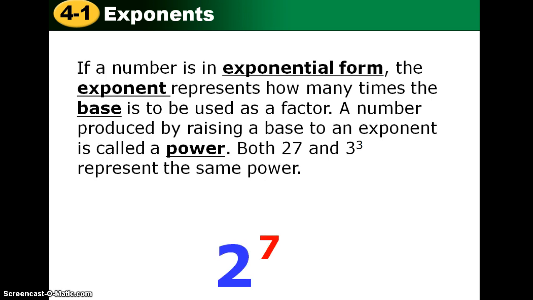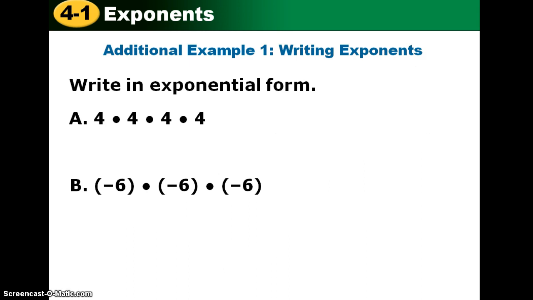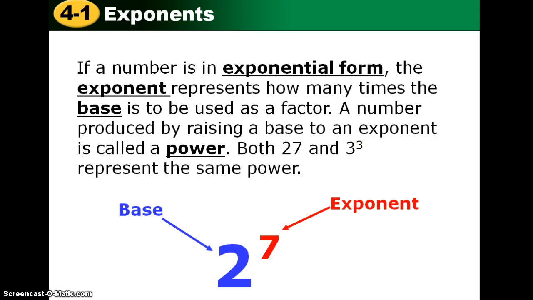If a number is in exponential form, the exponent represents how many times the base is to be used as a factor. A number produced by raising a base to an exponent is called a power. Both 27 and 3 to the third represent the same power. To give you a visual, the exponent is the 7, the base is the 2. That means if we were to actually solve this, we would take 2 times 2 times 2 seven different times.